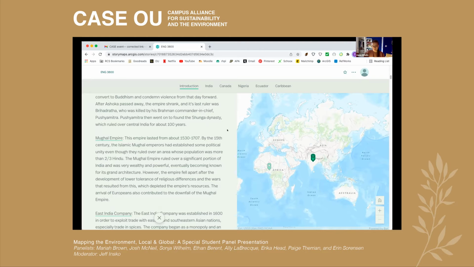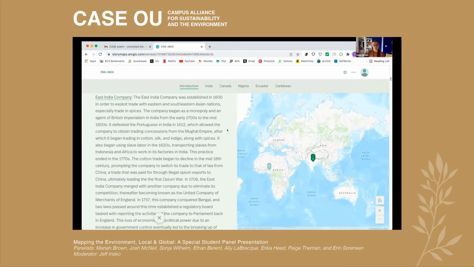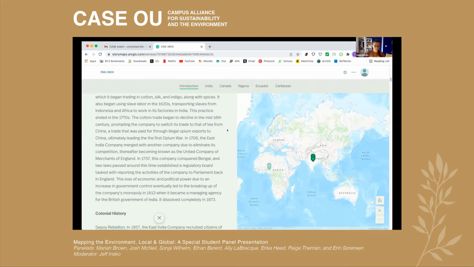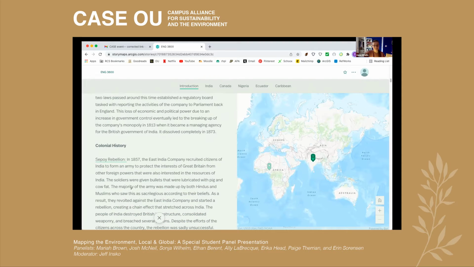These European colonizers then established the East India Company in 1600 in order to exploit trade with Eastern and Southeastern Asia. They also began using slave labor in the 1620s, but this practice ended in the 1770s. And then eventually the monopoly of the East India Company broke because of a loss of economic and political power in 1813. And then the company completely dissolved in 1873. And now I'll turn it over to Mariah to talk about colonial history.